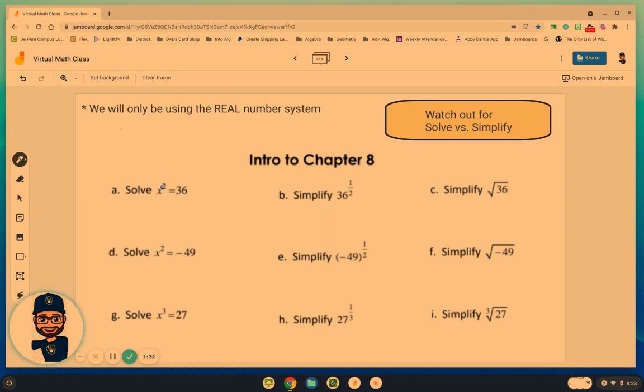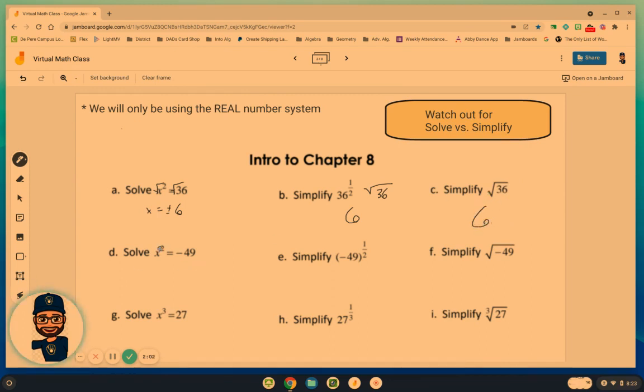If we're solving x squared equals 36, we take the square root of both sides, or the radical. And if we're solving, we get both the positive and negative value of 6. Whereas if we simplify 36 to the 1/2 power, that is taking the square root of 36, or radical 36, but because it's simplifying, we only want 6. Same thing here, we only want 6.